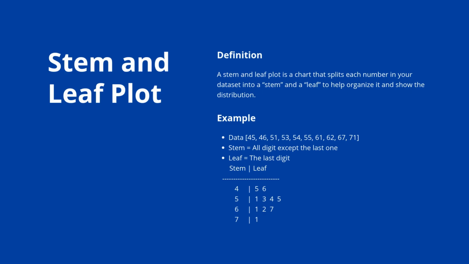So you can do this for all numbers and group them by stem. As you see in the plot, 4 is a stem, 5 is a leaf, and 6 is a leaf. And then 5 is a stem, 1 is a leaf, 3 is a leaf, 4 is a leaf, 5 is a leaf. The last digit of every data point should be a leaf, and all the numbers before that should be the stem. By doing this, you can quickly find the median, mode, or even outliers from the data, and you don't lose the original numbers like you do in a bar chart.